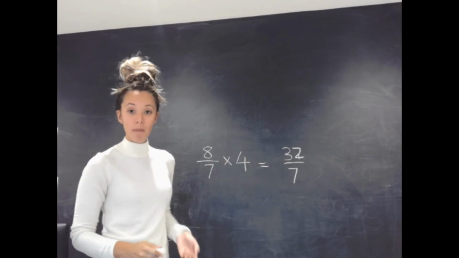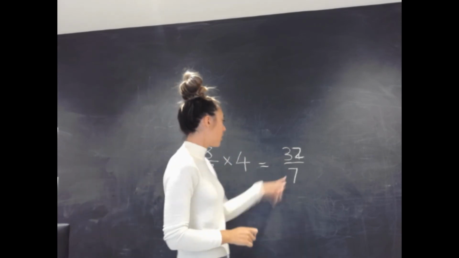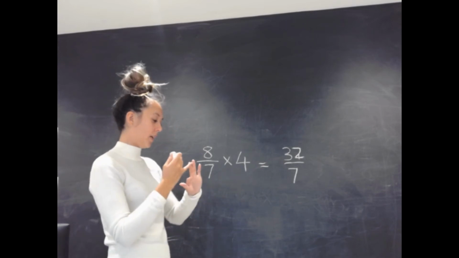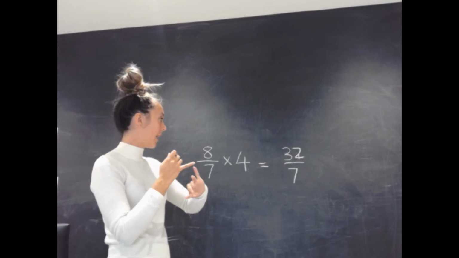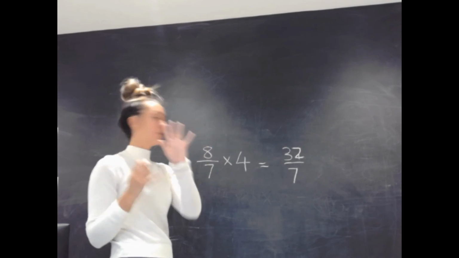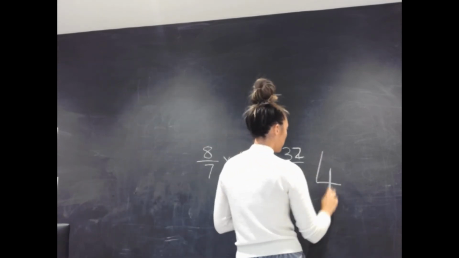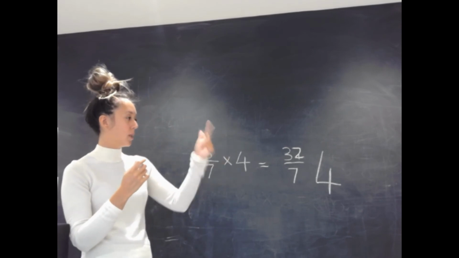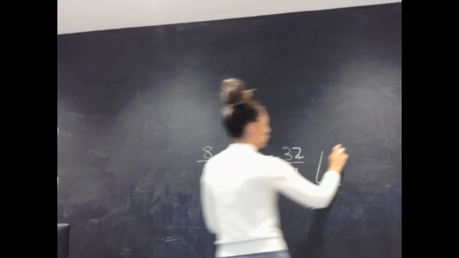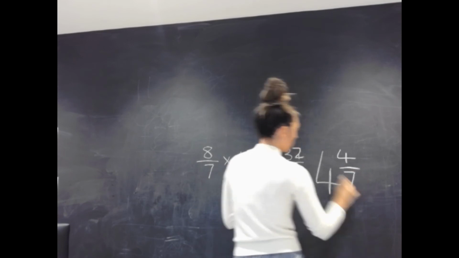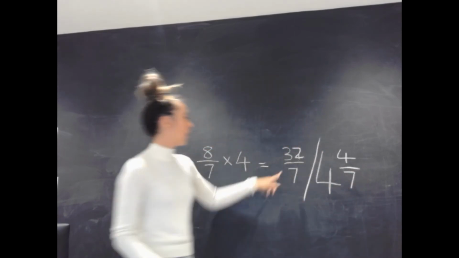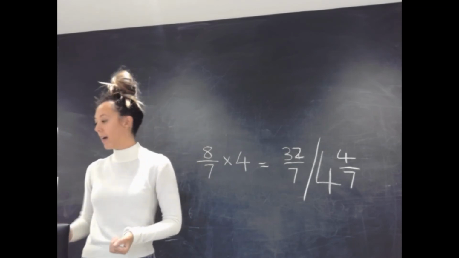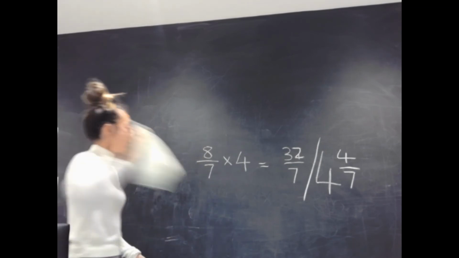32/7, or we can make it into a mixed number. So how many 7's go into 32? 7, 14, 21, 28, can't quite go 35, so there's 4 whole ones. And we've got 28, 29, 30, 31, 32, we've got 4 left over. So it could be either 32/7 or 4 and 4 7's, okay? That's how you answered that question.